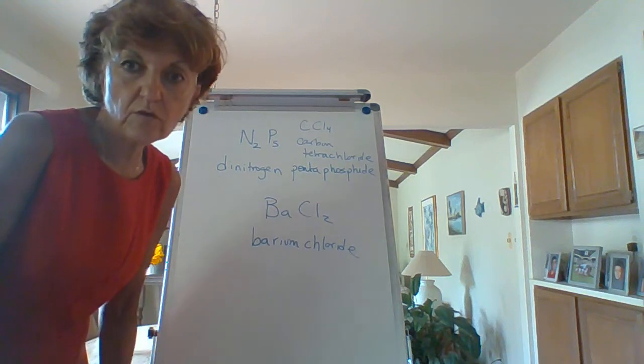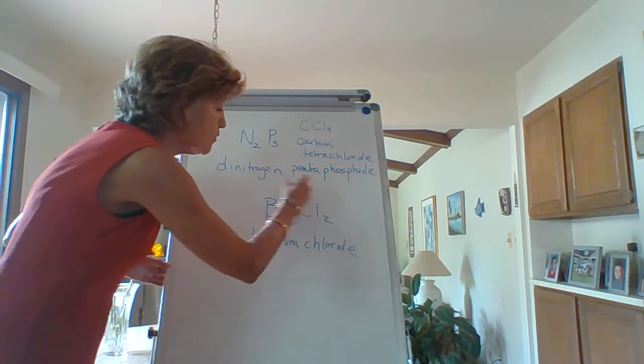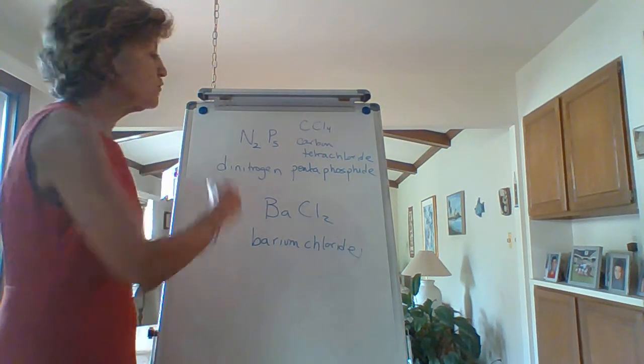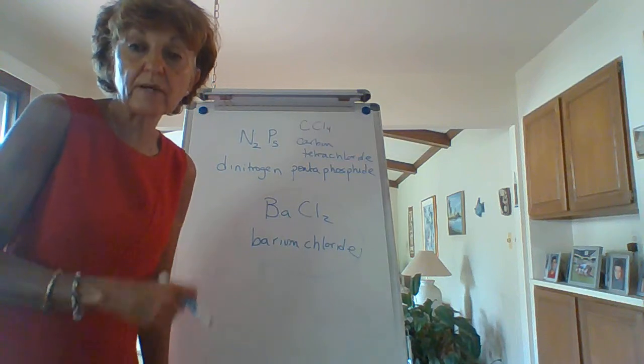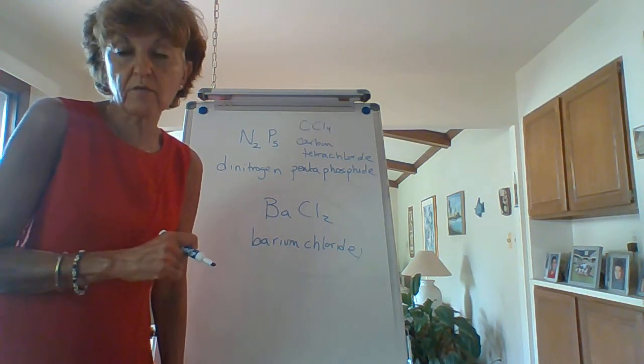Okay, so that does it for nomenclature. You don't use prefixes for ionic compounds. You use prefixes for covalent compounds. How are you supposed to know that they're covalent? You notice that you have 2 nonmetals.